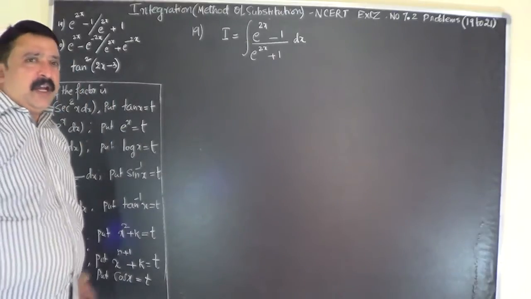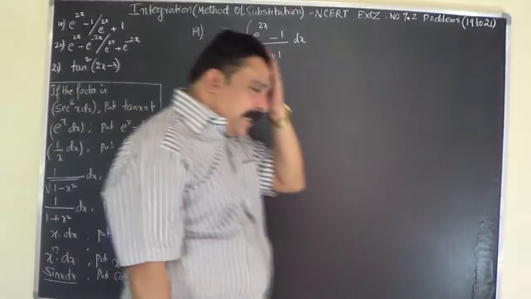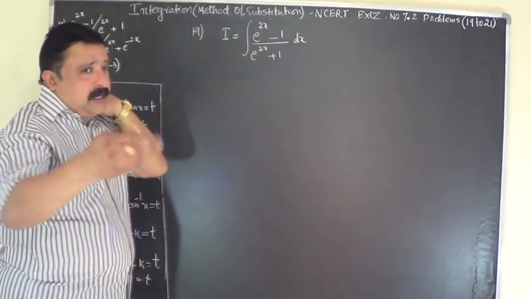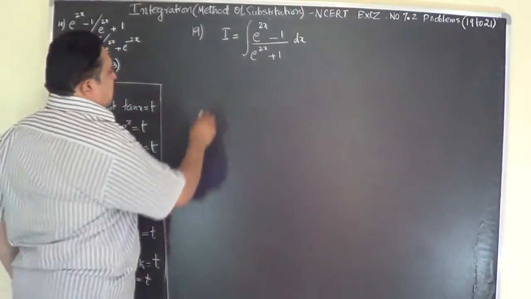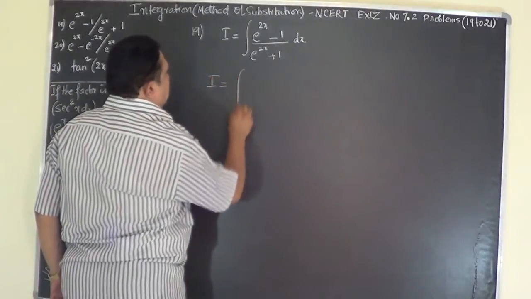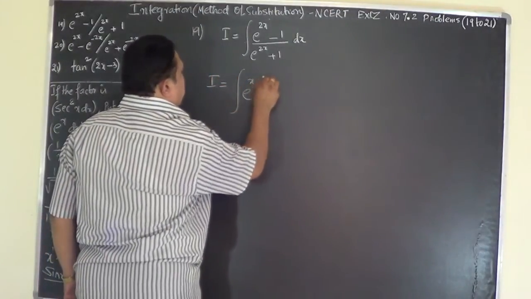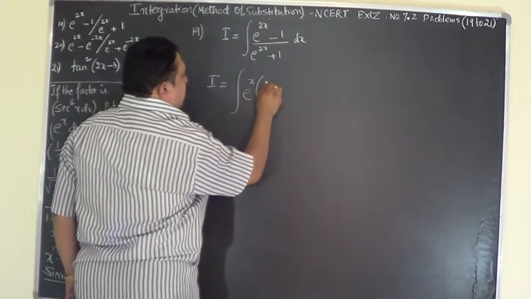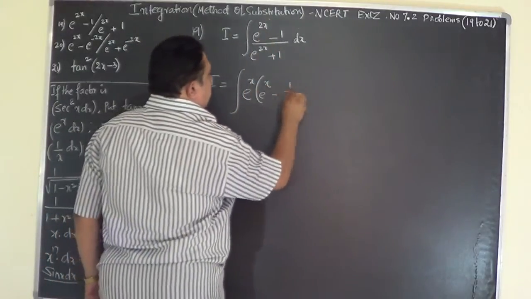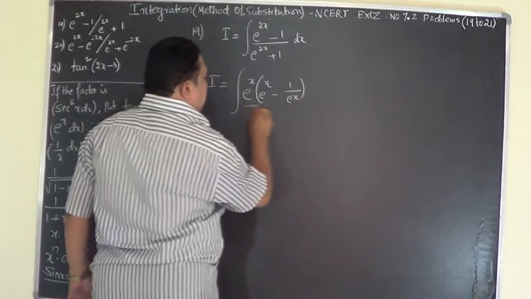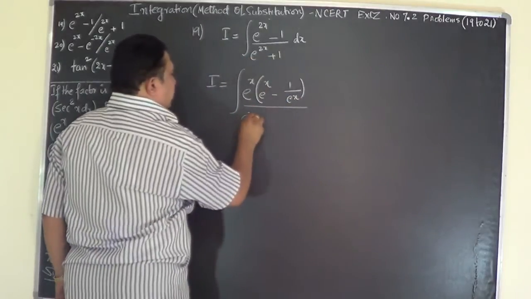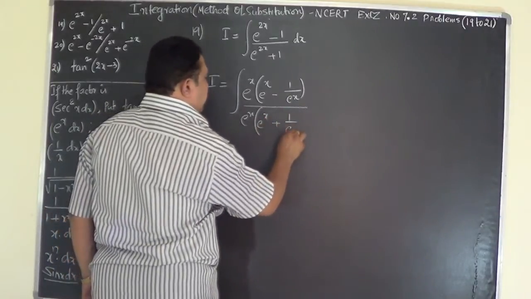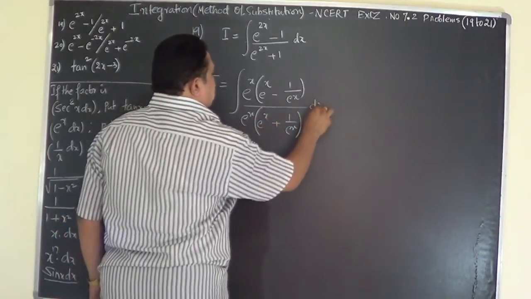Now, whenever you have an e to the power of x term or e to the power of 2x, you can try taking some common factors. So you write it like this: I equals integral. If you take e to the power of x as common from e to the power of 2x, you get e to the power of x minus 1 by e to the power of x, divided by, here also taking e to the power of x common, e to the power of x plus 1 by e to the power of x, dx.